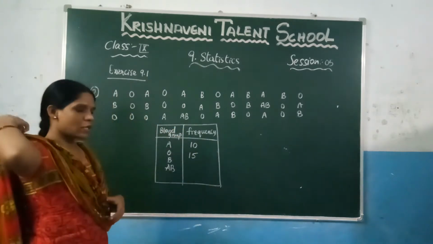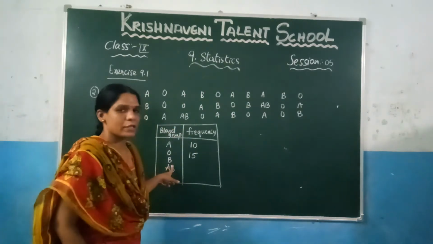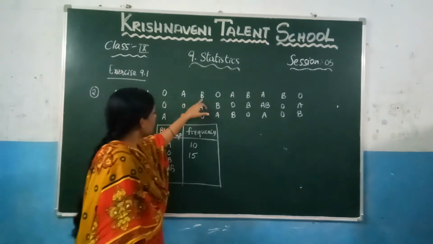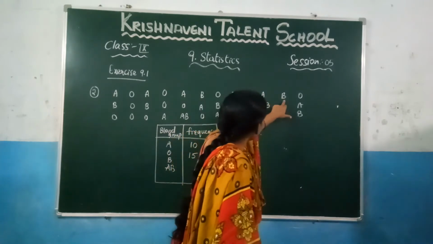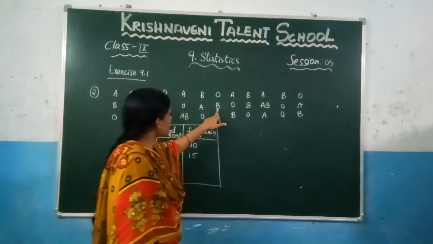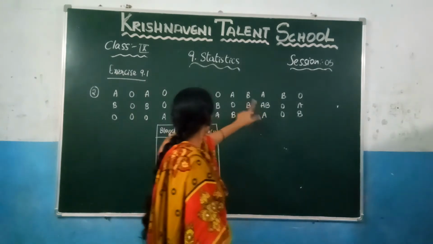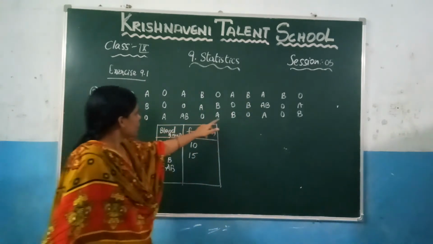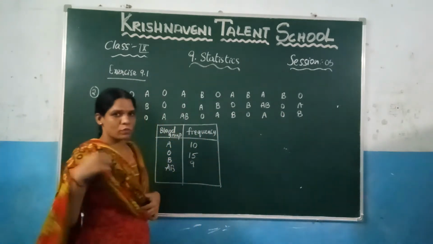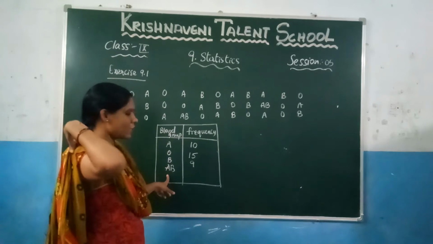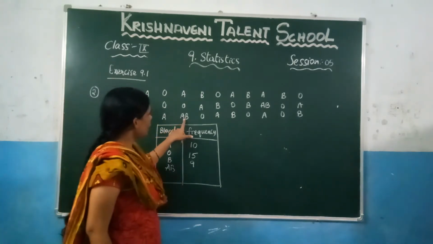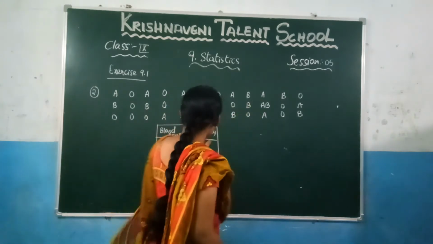Now let us see here how many students are there who is having the blood group B. Now find how many B's are there in this data. 1, 2, 3, 4, 5, 6, 7, and after that 8, 9. 9 students are there who is having the blood group B. Now let us check it here AB. How many are there? So let us see here 1 and here 2. 2 students are there.